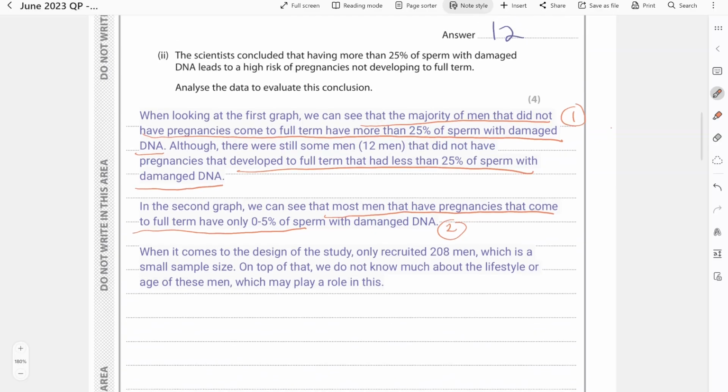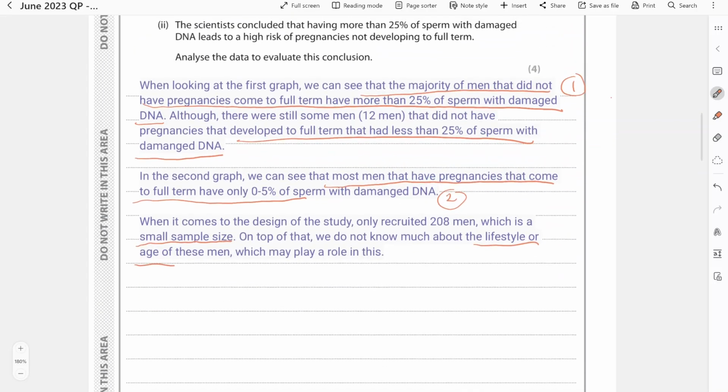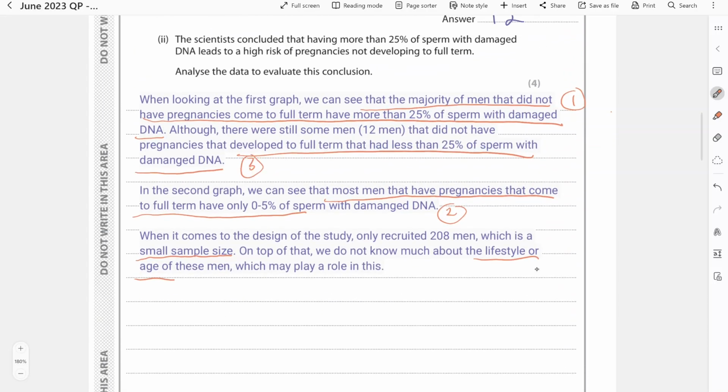All right. Now, another thing we can always comment on is the study itself. So I mentioned that it's a small sample size, because there's only 208 men. And there might be other things that might have contributed to these pregnancies not coming to full term, so maybe things like their lifestyle or their diet or their age, and that might have played a role. So this is the third mark, this is the fourth mark, and this is the fifth mark. All right.